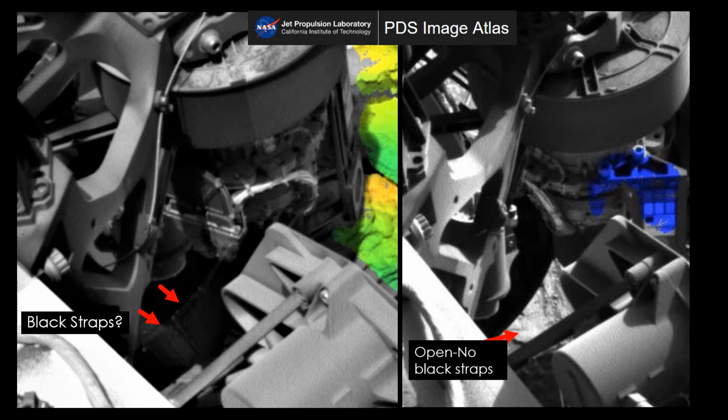In the image on the left, 2 black straps that overlap each other can be seen. The image on the right shows that that area should be open and clear. Why were the straps added? Their appearance is inexplicable and curious.